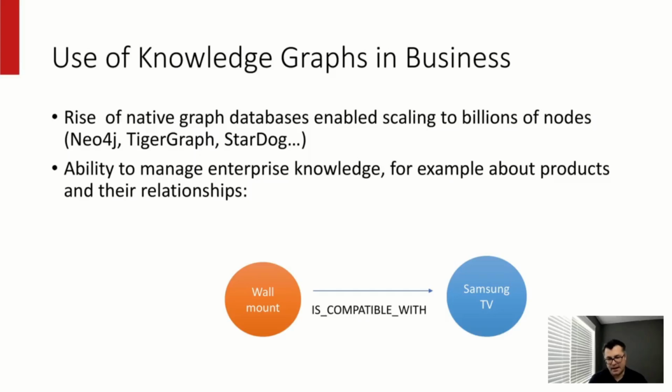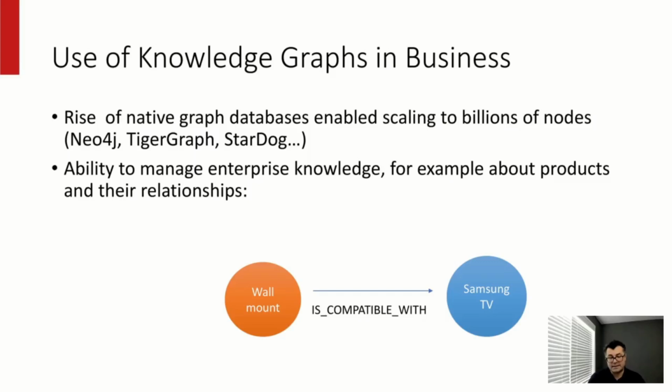So how are knowledge graphs used in business? With the rise of something called native graph databases like Neo4j, TigerGraph, Stardog, graph databases and the ability to maintain enterprise knowledge graphs at scale became more available, so that businesses now can have billions of nodes in an enterprise knowledge graph. And what this native part means is that these kinds of databases, so if you have a path, they literally store it as a path, and they allow you to traverse that path very efficiently.